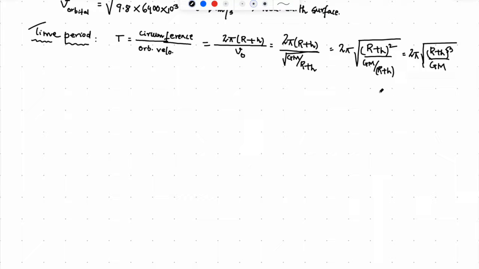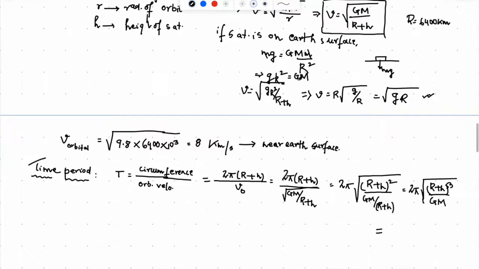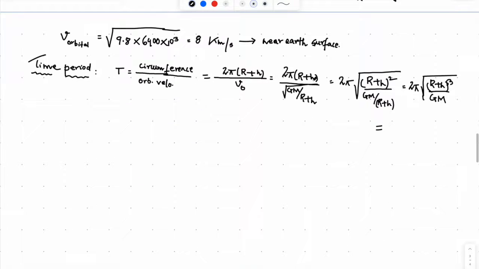I can also write it down. Gm I know is equal to gr square. We have already seen it. In this particular case gm is equal to gr square, so we can replace that as well. So that will also give me another form of the relation, root over of r plus h cubed divided by g r square. Okay, so that is also possible.